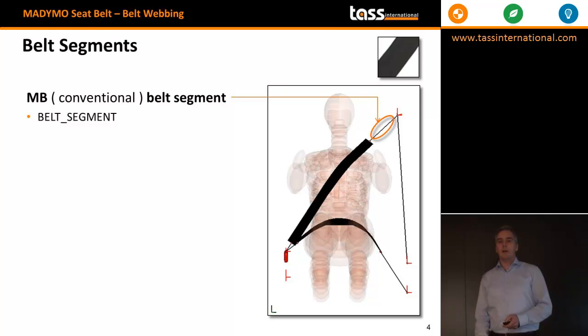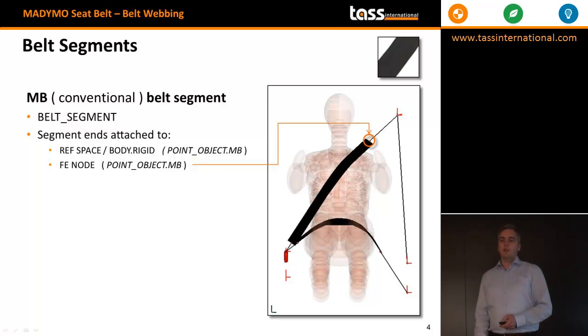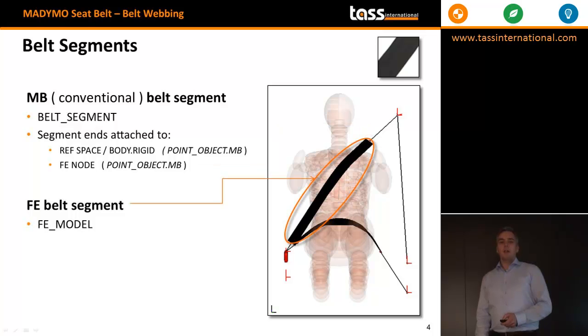First we will discuss the belt webbing. The belt webbing in MADYMO is built up of belt segments. This can be multi-body segments as well as finite element segments. Multi-body segments are modeled with the keyword belt segment. The belt segment ends are attached to either reference spacer or a body rigid, or a finite element node in the case where a multi-body segment is connected to an FE belt segment. FE belt segments are modeled with the keyword FE model.